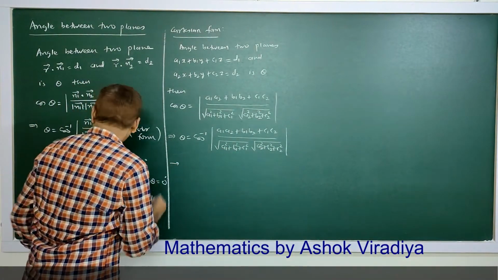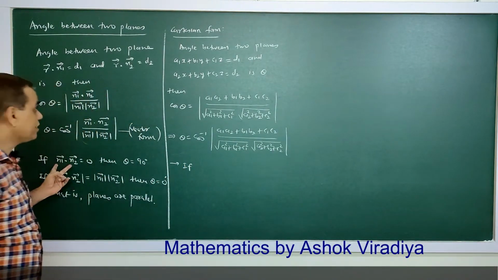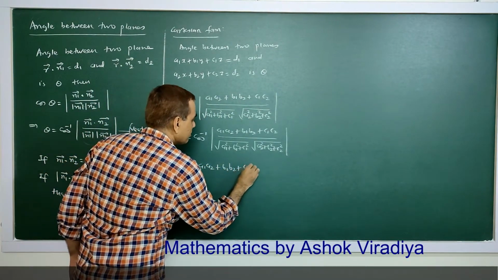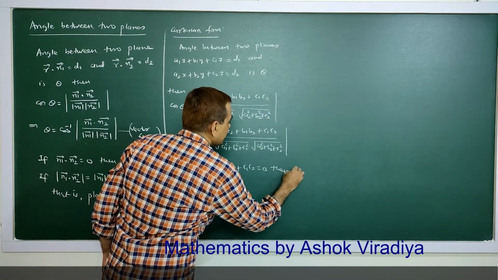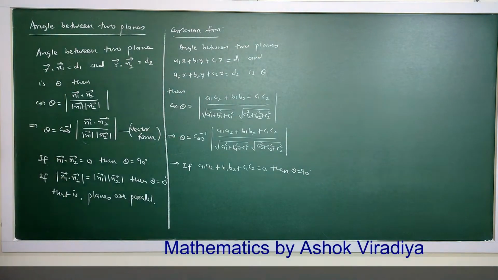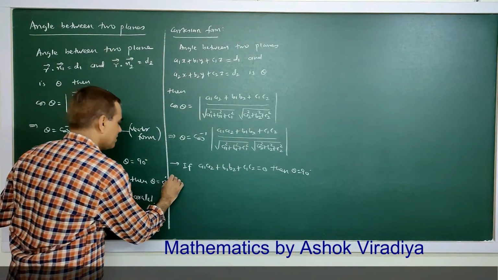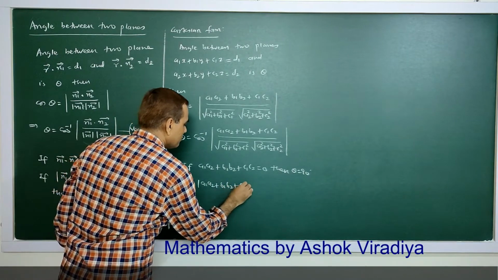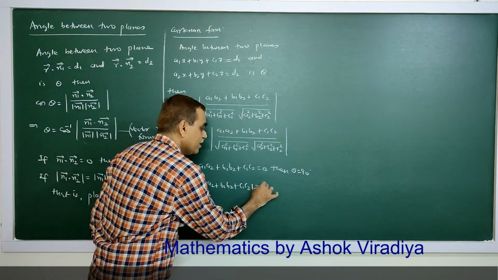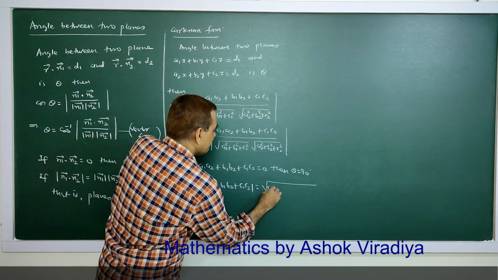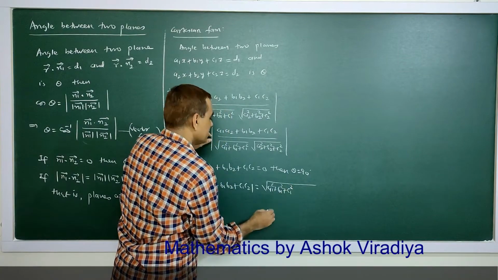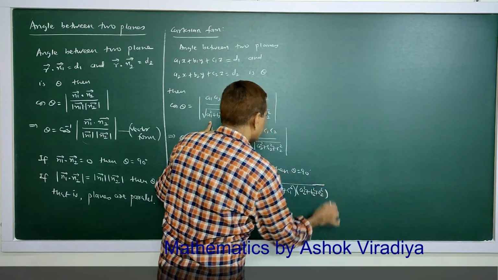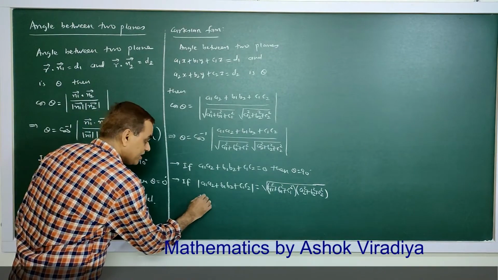And now see this statement: if n1 dot n2, that is a1 a2 plus b1 b2 plus c1 c2, is 0, then theta is 90 degrees. And if the modulus of a1 a2 plus b1 b2 plus c1 c2, the numerator, is equal to the denominator, square root of a1 square plus b1 square plus c1 square into a2 square plus b2 square plus c2 square, if these values are equal, then theta is 0 degrees.